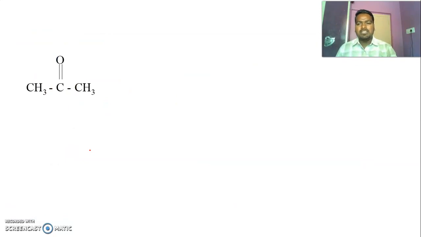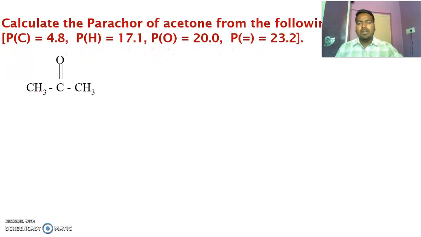Similarly, let us calculate it for acetone. You know that acetone is the simplest ketone. This is the formula of acetone, CH3COCH3. So now calculate by using the following data. Here the Parachor value of carbon is 4.8, hydrogen is 17.1, and that of oxygen is 20.0. Now apply this, and the Parachor value of a double bond, P double bond, is equal to 23.2. Now apply all these values.